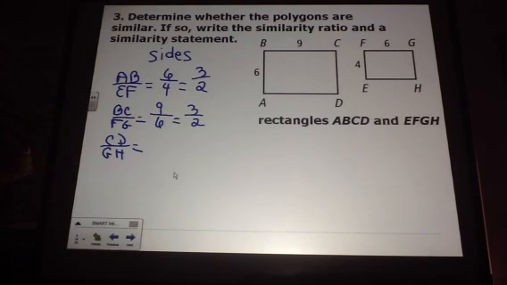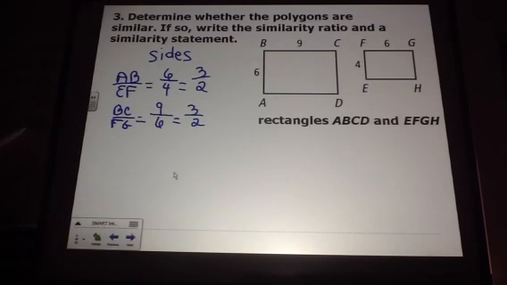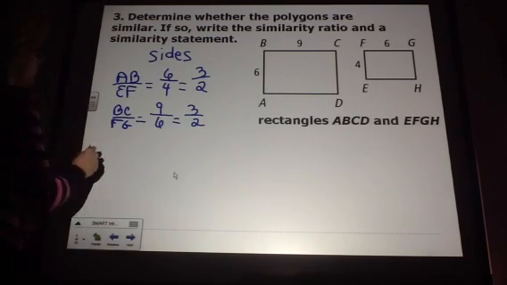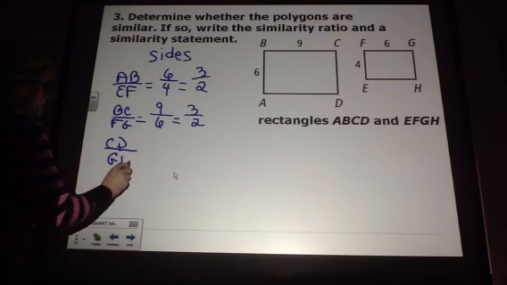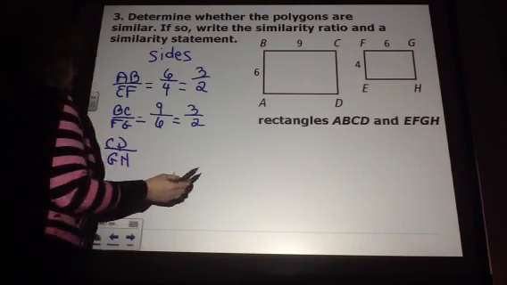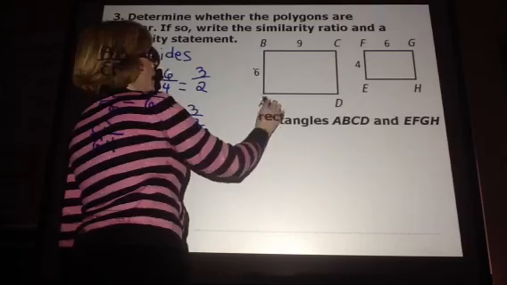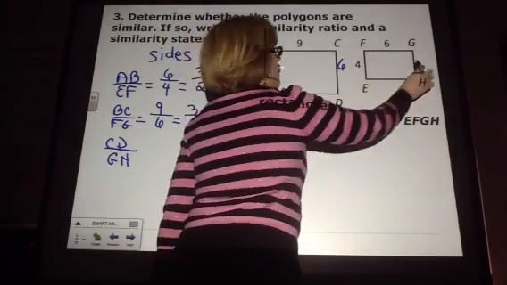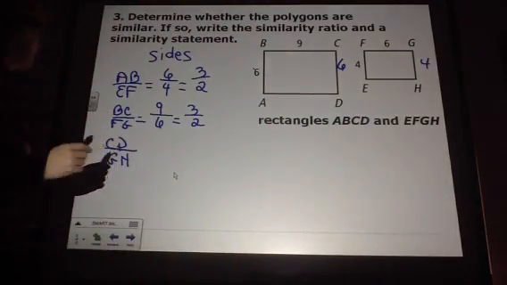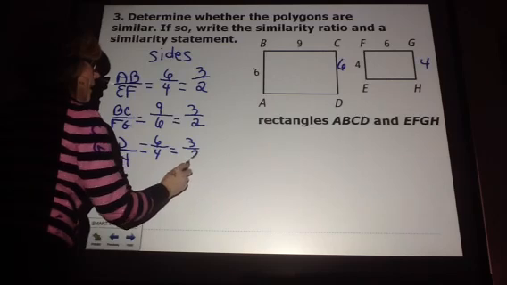CD, I don't know. Okay, let's back up. We can stop there. We don't have to go any farther. Oh, yes we do. That's my error. We do know what CD is. And we do know what GH is by definition of a rectangle. So, CD is the same measurement as AB, so this is 6. GH is the same measurement as FE, so that is 4. So we have 6 over 4, which simplifies to 3/2.